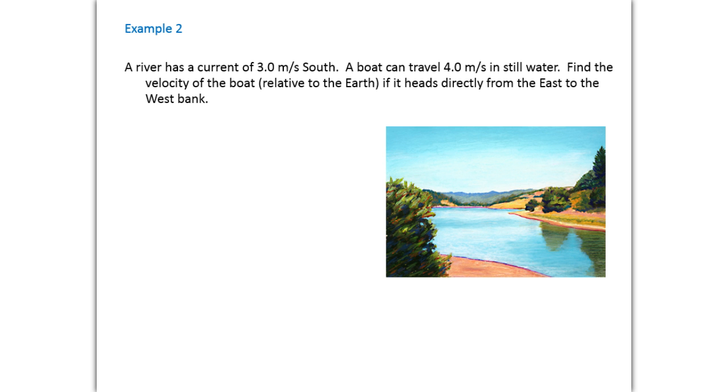Alright, so hopefully you guys got it figured out. So if we look here now, the river has a current of 3 meters per second south. So let's consider this direction here, south, and the river's moving at 3 meters per second. So the boat is trying to head across the river here. The boat can travel 4 meters per second in still water. So that's the speed it can travel.